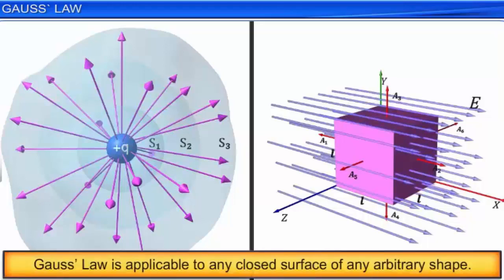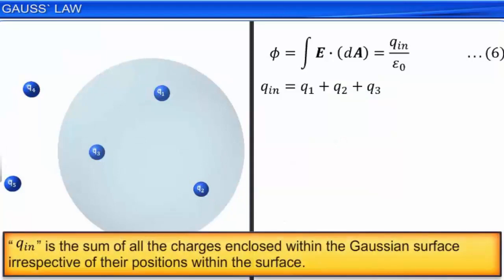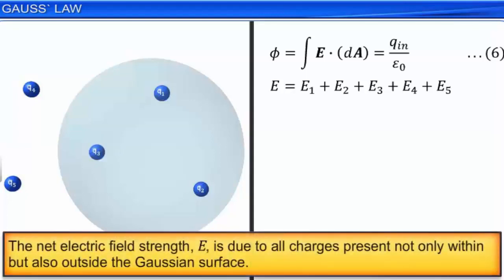In the mathematical form of the Gauss law, we see that Qin is the sum of all the charges enclosed within the Gaussian surface, irrespective of their positions within the surface. The electric field strength appearing in the relation integral E dot dA is the net electric field strength E due to all charges present within the Gaussian surface and also outside the Gaussian surface. However, the charge Qin appearing in the above relation is the charge within the Gaussian surface.